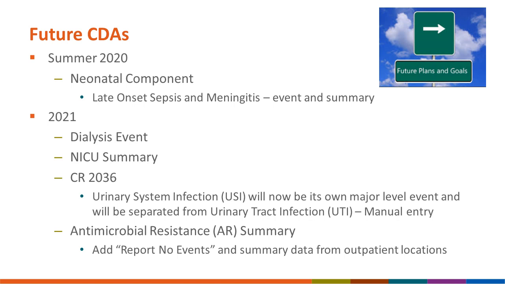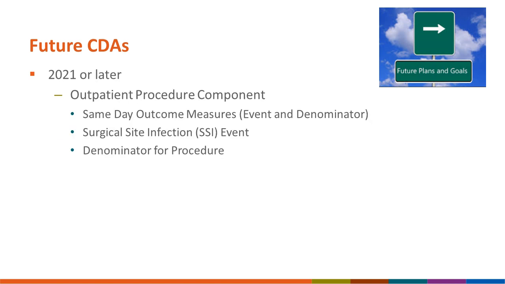CR 2036, which has been postponed to 2021, will remove urinary system infection, USI, and it will now be its own major level event and will be separated from the UTI. Manual entry will only be allowed for USI. For 2021, CDAs for the outpatient component event and denominators are scheduled to be available as listed here on this slide.